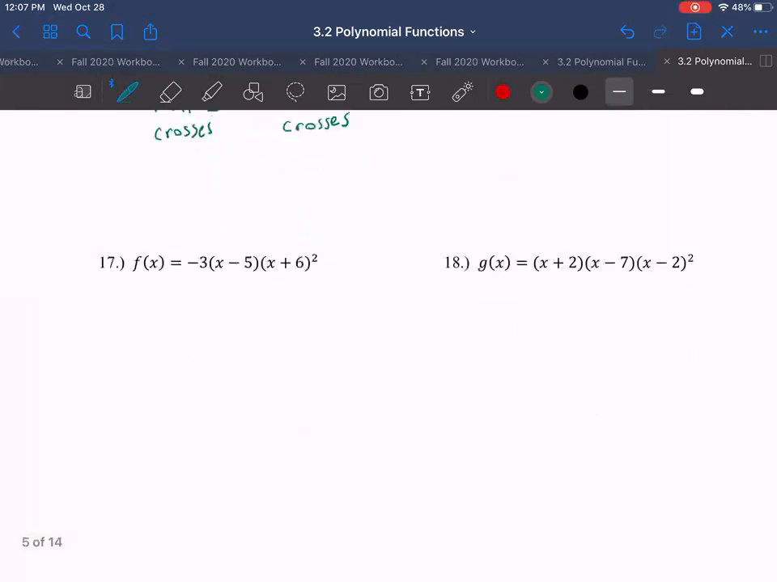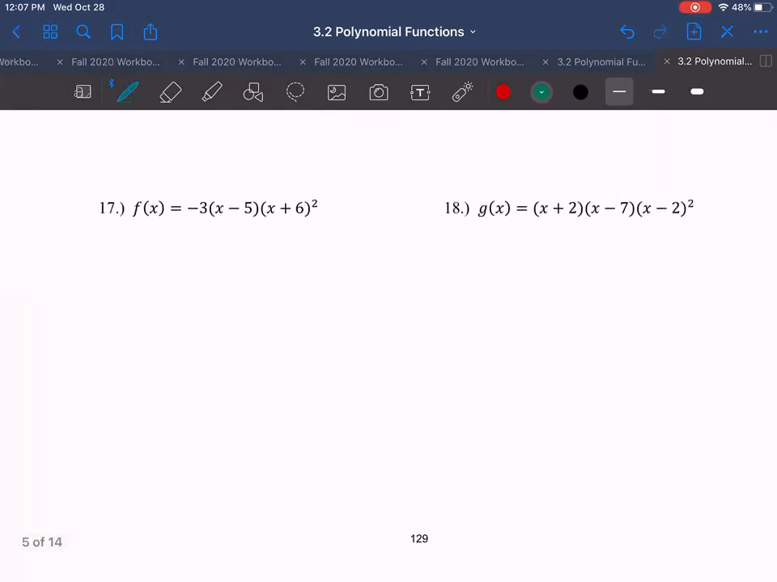So I'm going to skip 16, and I'll go down here and look at 17. If we look at 17, it's already factored for us. This one will tell us x equals 5 is a 0, because x minus 5 has to equal 0. This one over here tells us that x equals -6 is a 0. So these are our two zeros.